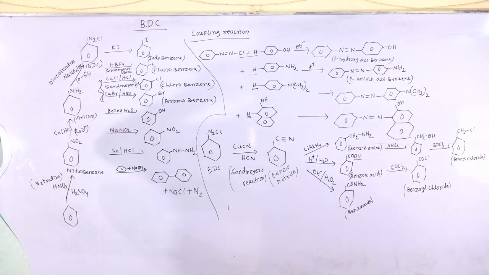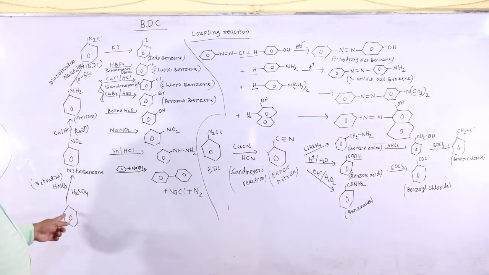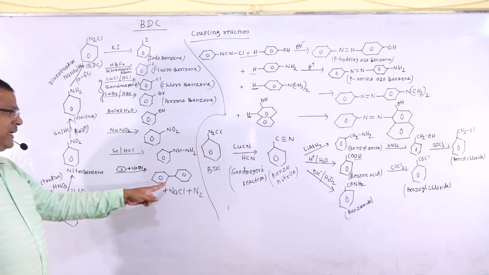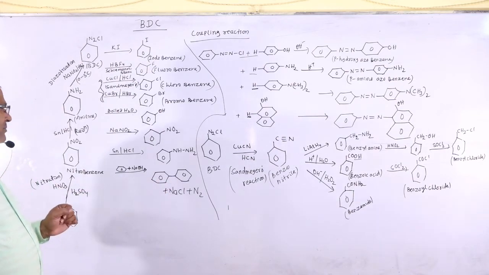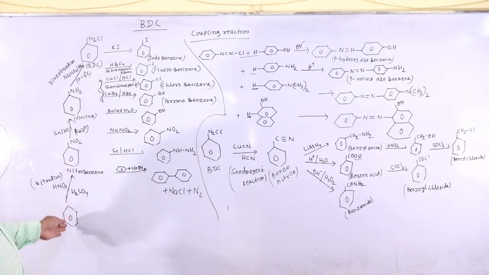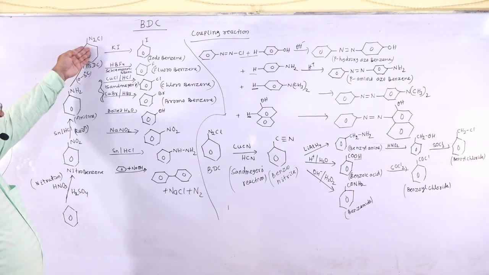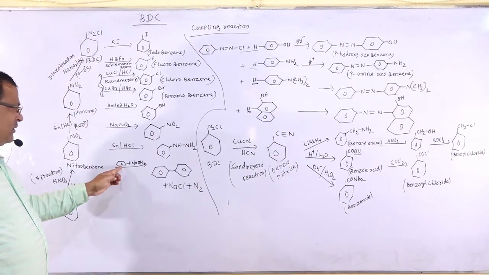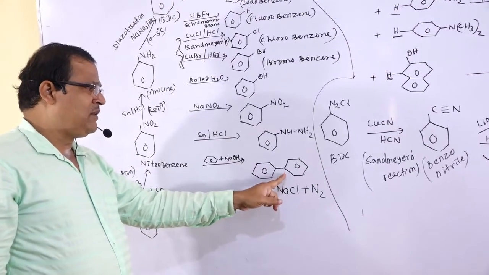Then how do we convert benzene to biphenyl? What are the different steps? Same, we start from benzene and reach BDC. BDC treated with benzene and NaOH forms biphenyl.